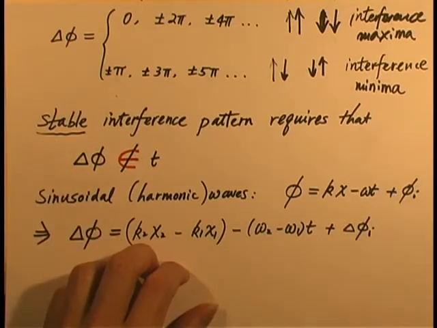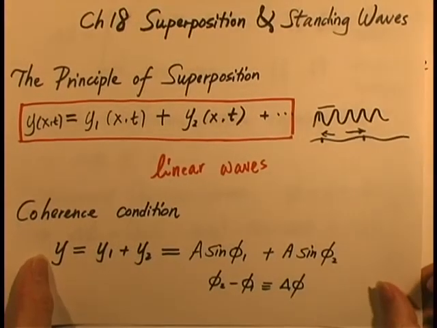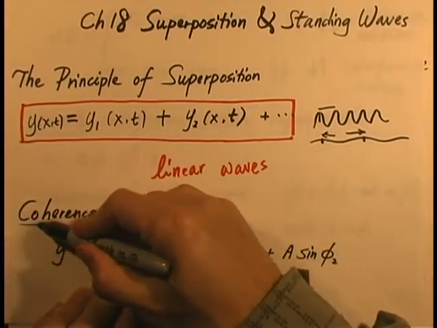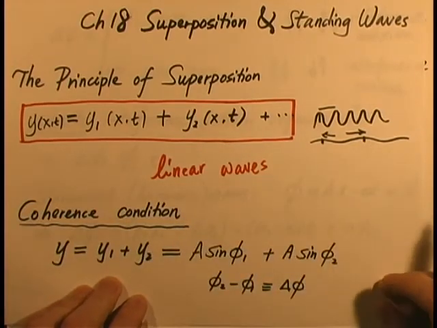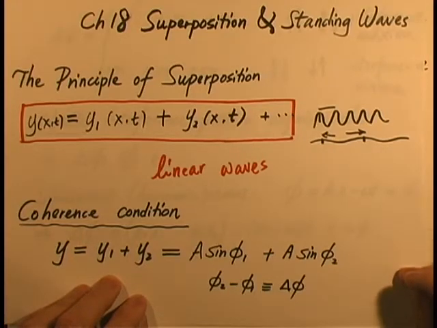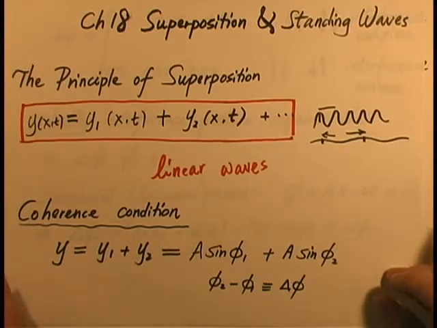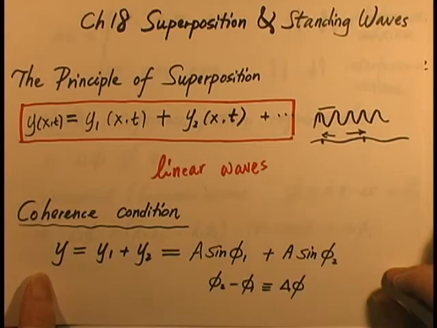It is otherwise known as the coherence condition. We say two waves are coherent if they form a stable interference pattern, in other words, alternating maxima and minima patterns that do not change over time. Then we say these two waves are coherent. What are the conditions for the two waves to be coherent?